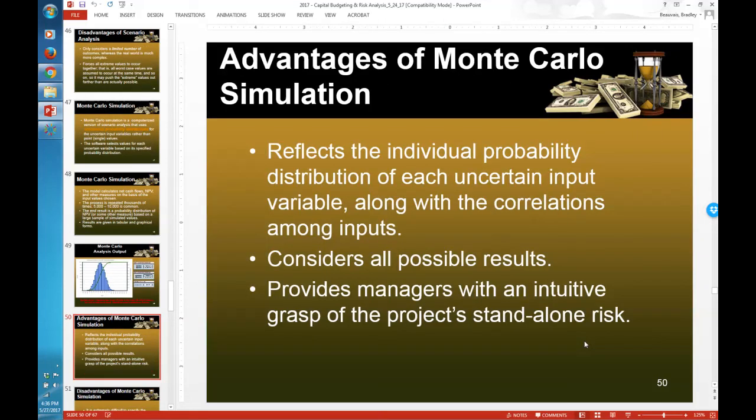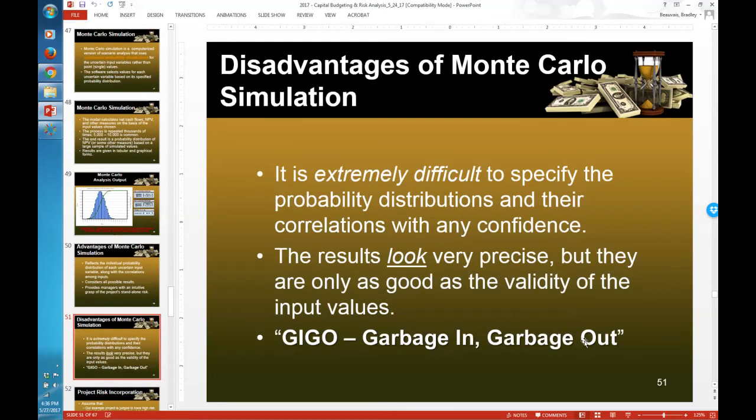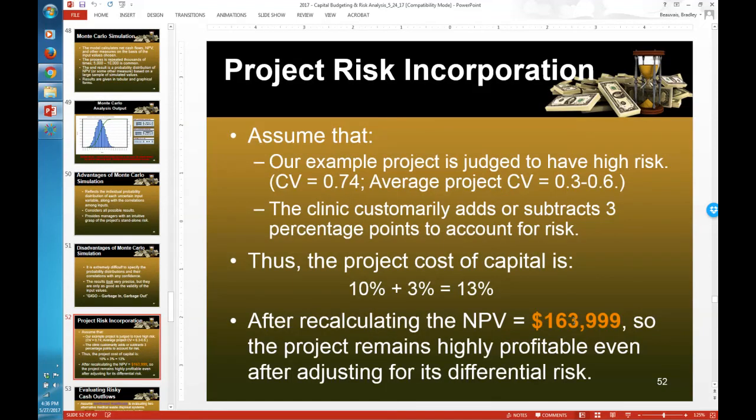Okay, so some advantages of this, again, all those that I just covered, and some of the disadvantages, of course. While it might look very precise, it's only as valid as the input values that we put into the original capital budgeting structure. So we're always in threat of being subject to the GIGO principle, or the garbage in, garbage out sort of problem. But ultimately, what we want to be able to do is say, okay, if this project is truly riskier, then we need to be able to adjust for it appropriately, either directly, as I mentioned before, or through adjustment of the project cost of capital.